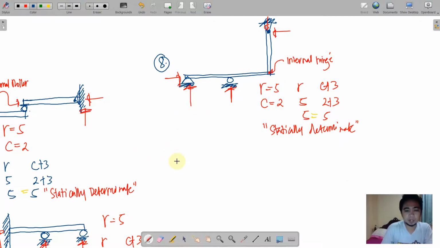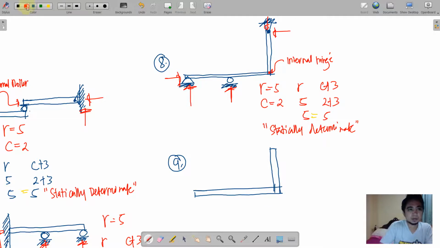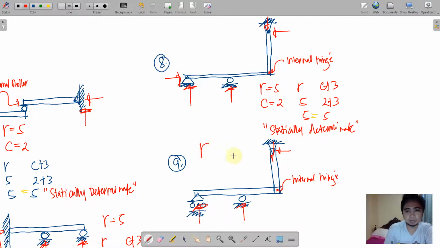Okay, so if we have the same beam, say for example, the same as number 8, with an internal hinge here, we'll just have to explore if we are going to replace this reaction with a roller. So it's the same. This is a pin connection. So for a roller, we have here one, another one. There are two here. So therefore, R here is equal to 4. So C here is 2.